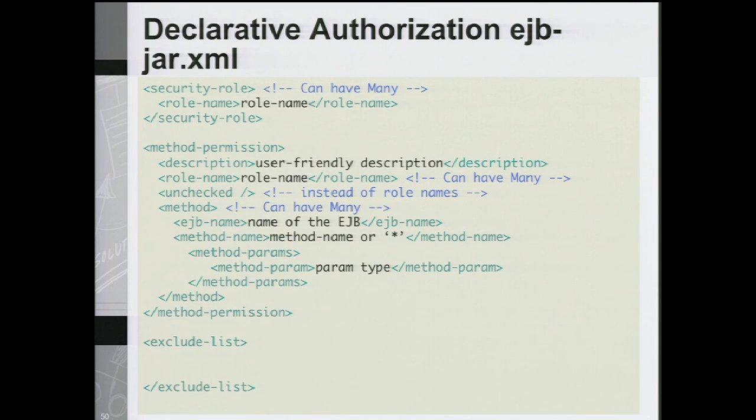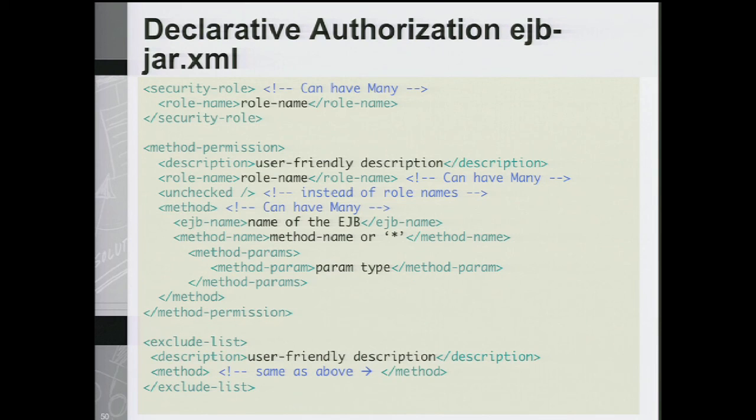There's also a feature called exclude list, which says no one can access this. It's the same tag as above, the method tag. You write the EJB name and the method names and method params. But basically what you're saying is we don't specify the role here, because we're saying no one should be able to access this. Typically, it's not very widely used. It's used in cases where you have the functionality written, but you don't want to use the functionality in this particular deployment.